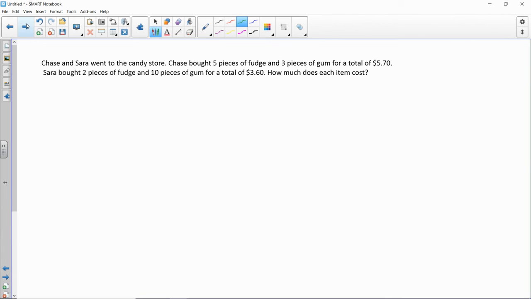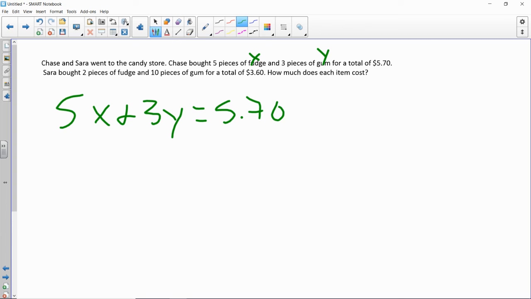The problem is about 5 pieces of fudge, which I will call X, and 3 pieces of gum, which we'll call Y. So 5X plus 3Y, costing $5.70. Sarah bought 2 pieces of fudge, 2X, and 10 pieces of gum, 10Y, and it cost her $3.60.